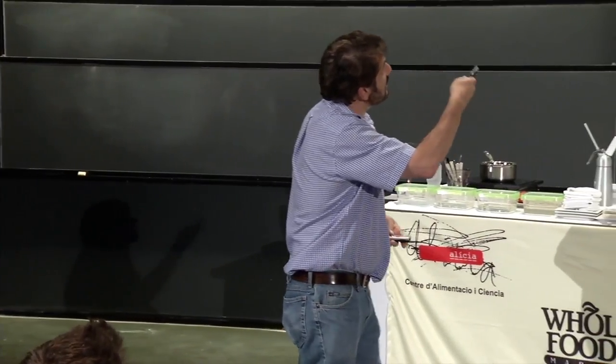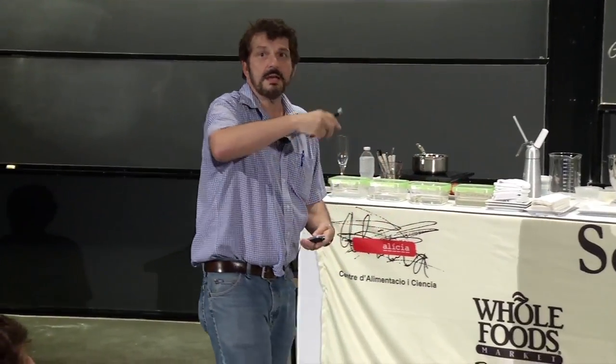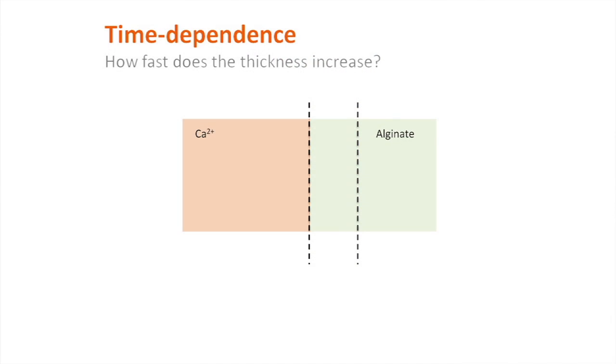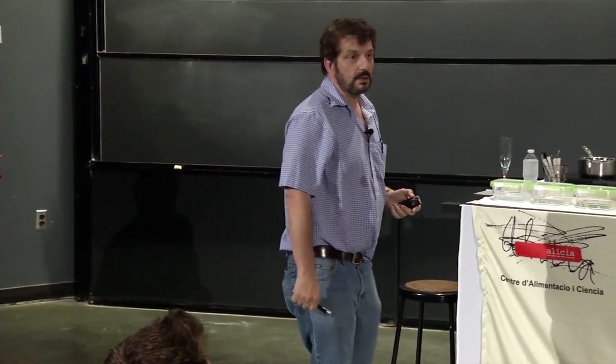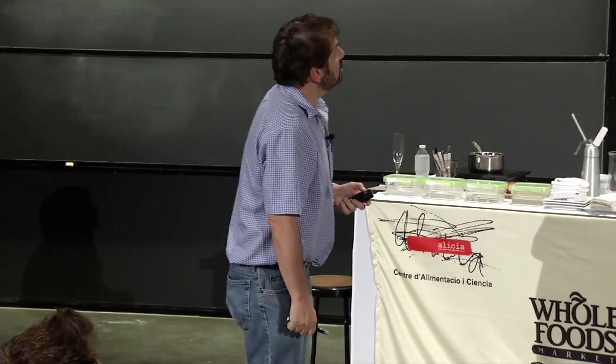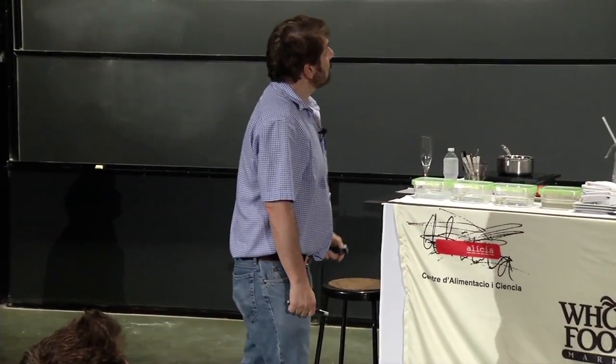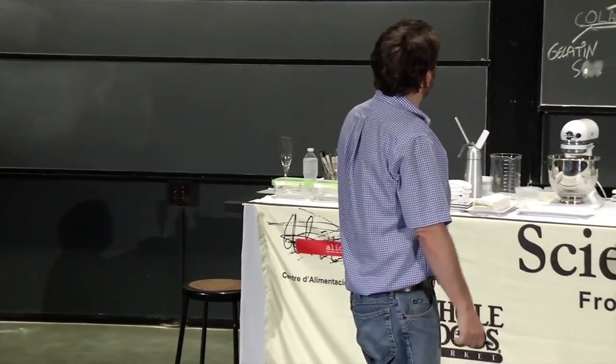So what happens depends on the time that you allow the calcium ions to move out. The thickness of the gel depends on the time. And this motion depends on diffusion. And so we should discuss something about diffusion that tells us how the calcium ions move through the liquid to cause the gelation. And so let's discuss the diffusion of ions.